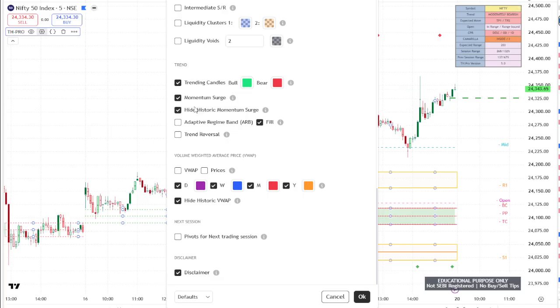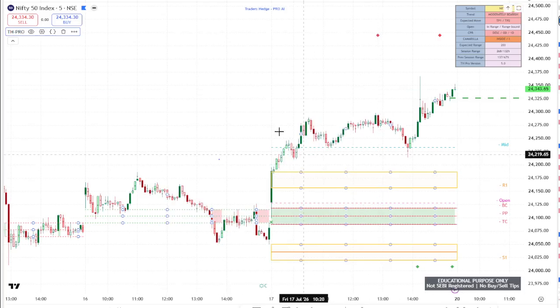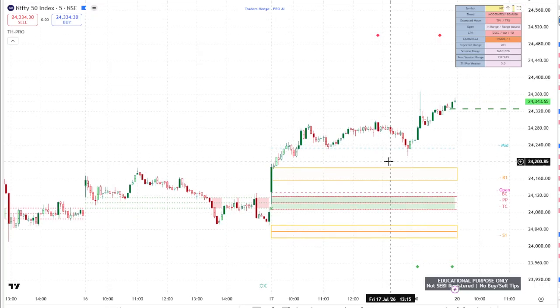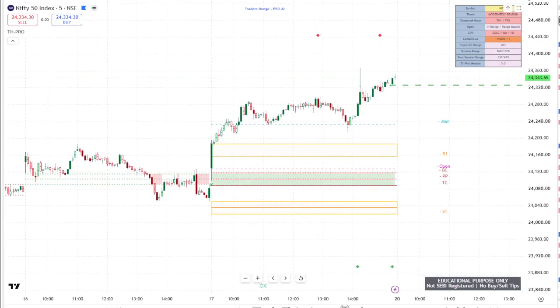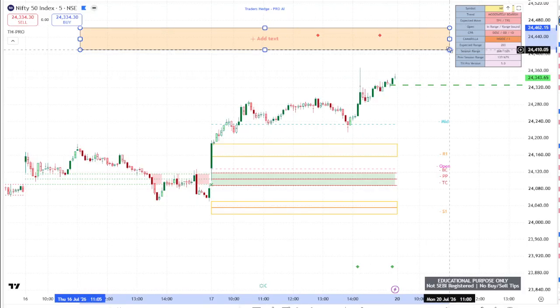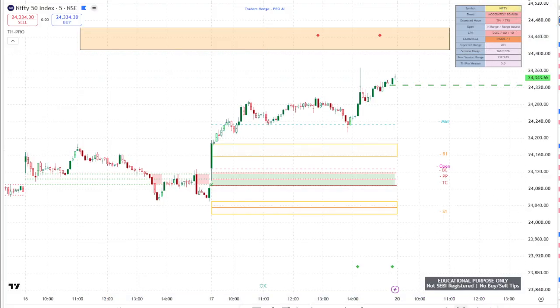By default it will plot only for the current session. So these momentum surges are not plotted on the candlesticks. Just to keep the chart clean, what we have done is show the momentum surge in the upper part of the chart. So if you want to see selling opportunities, you have to watch out for the surge in the upper part, that is the sellers' bearish momentum surge.